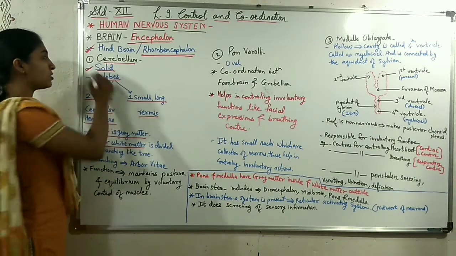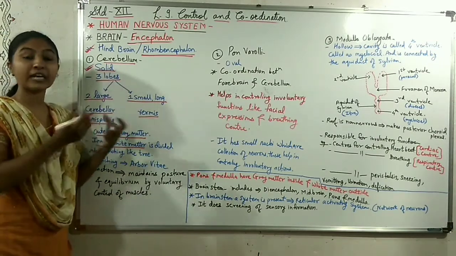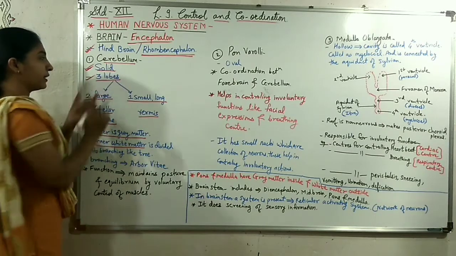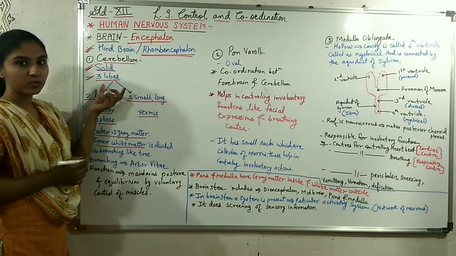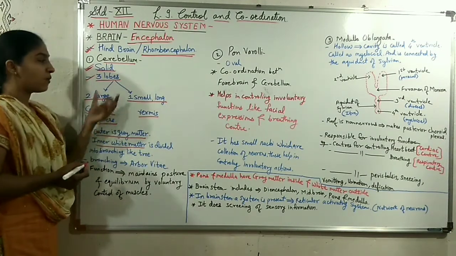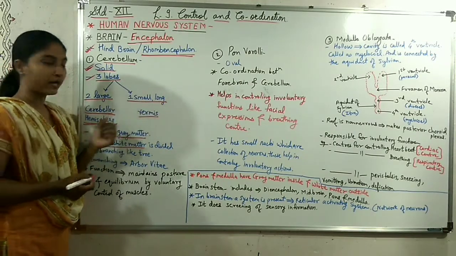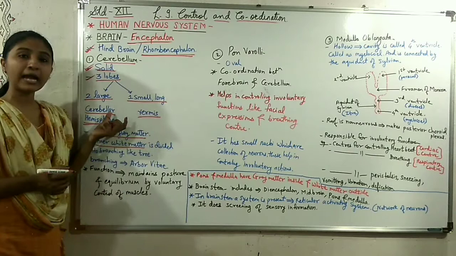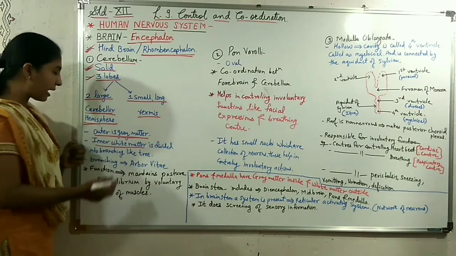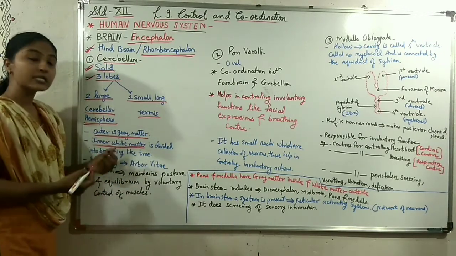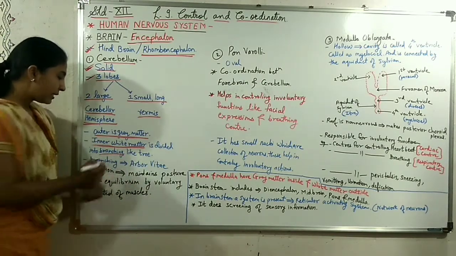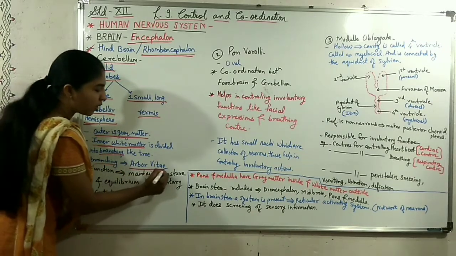This cerebellum is a solid structure, meaning it does not have any cavity inside. It has three lobes. Out of these three lobes, two are larger and are called the cerebellar hemispheres, whereas one lobe is smaller and long, and it is called the vermis. In the cerebellum, the outer part is grey matter, whereas the inner white matter is divided into branches, just like the branches of a tree. And this branching is called arbor vitae.